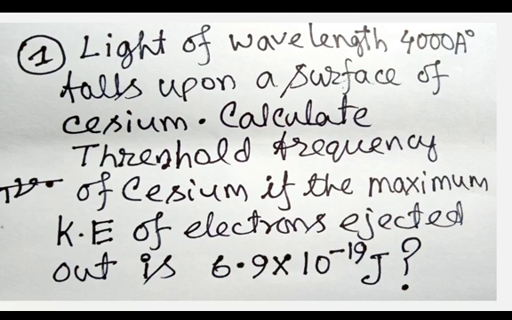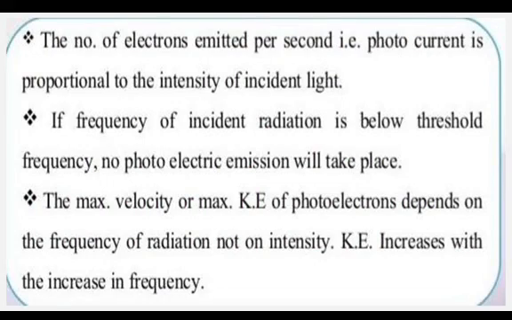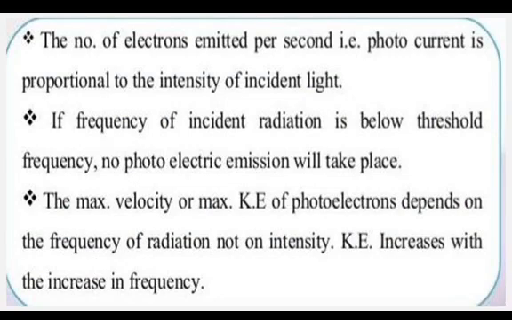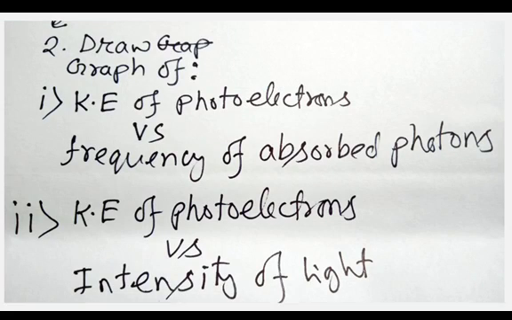So here are some homeworks. Light of wavelength 4000 Angstrom falls upon the surface of cesium, which is a metal. You have to calculate the threshold frequency of cesium if the maximum kinetic energy of the electrons ejected out is 6.9 times 10 to the power minus 9 joule. You have to use this formula, h nu minus half m v square is equal to h nu naught, to solve the problem. And there is another task.